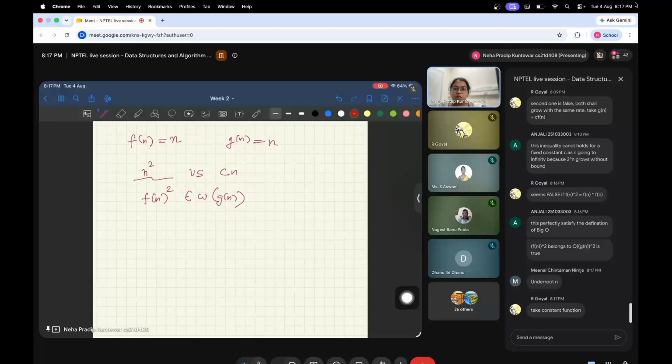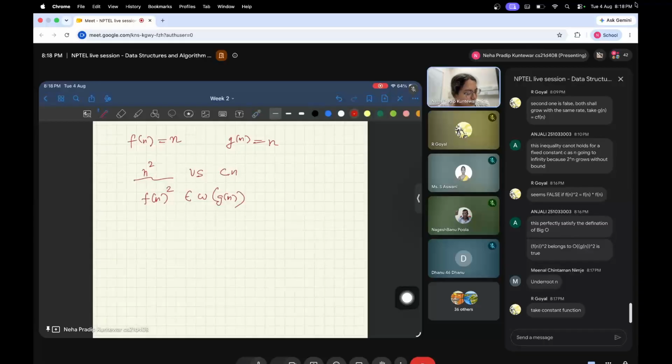Yeah, I think even square root will not work, because when you take the square of square root n, you'll have n here, and then you have square root n here. Okay, yeah, that will also work.